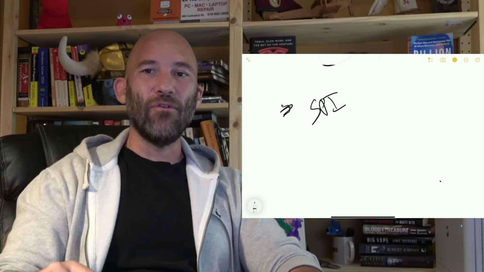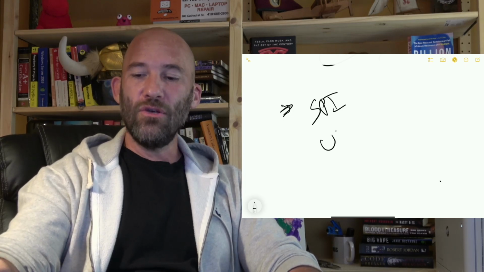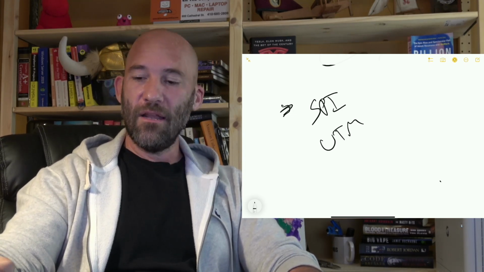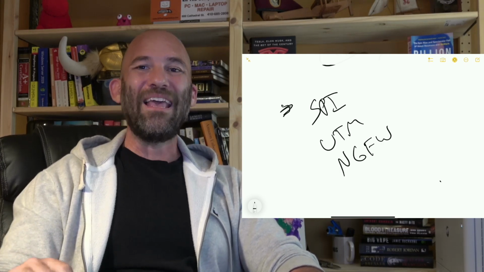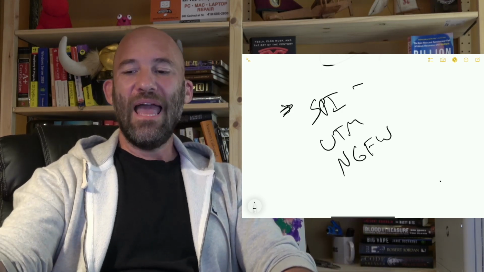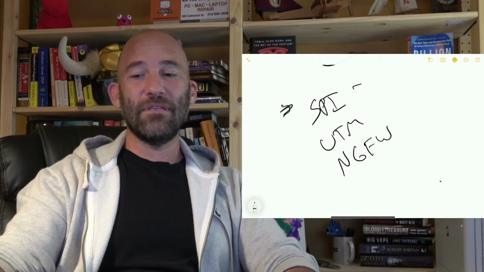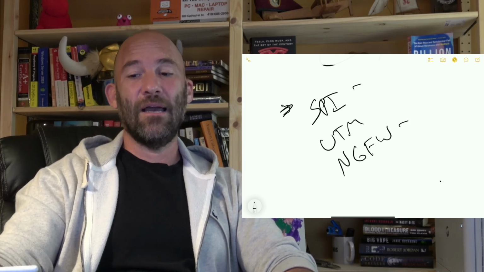This is a stateful packet inspection firewall. You may have heard of a UTM firewall, and you may have heard of an NGFW firewall. And these are overall classes of firewall. SPI is the simplest type of firewall. NGFW is the most sophisticated type of firewall.